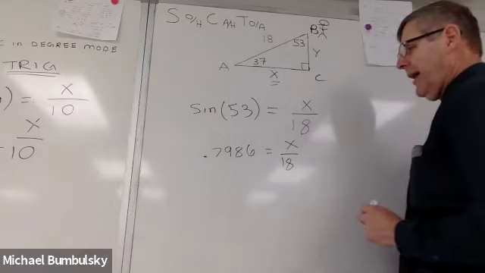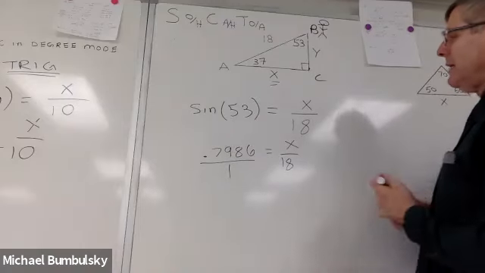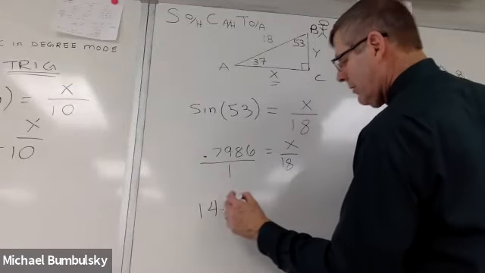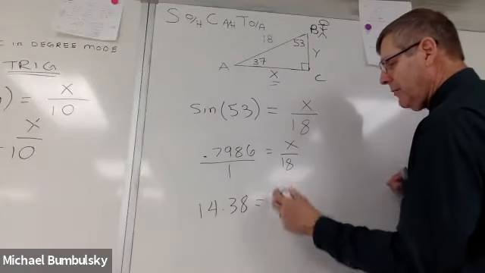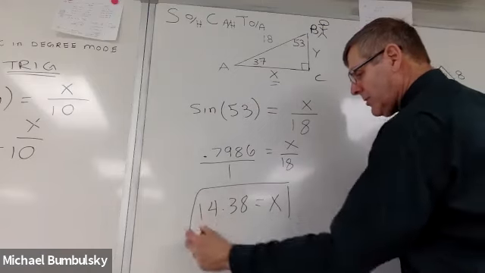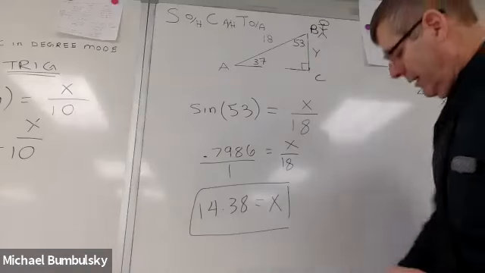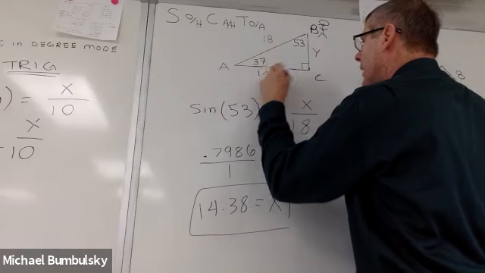How am I going to solve that? Well, I can multiply it by 18. Okay, so let's go ahead and do it. What's 18 times 0.7986? 14.375, which is 14.38 rounded off to the nearest hundredth, equals 1 times x, which is just x. Now I have x, don't I? Okay, so x is 14.38. So this side is 14.38.